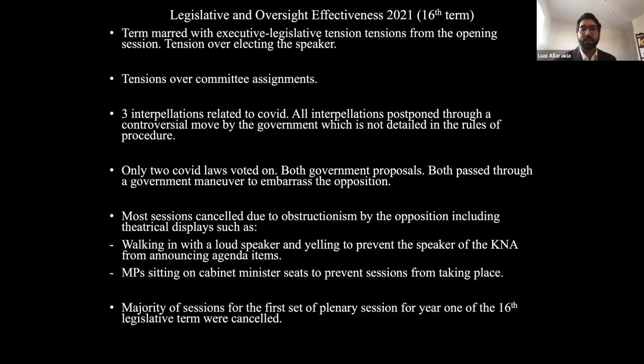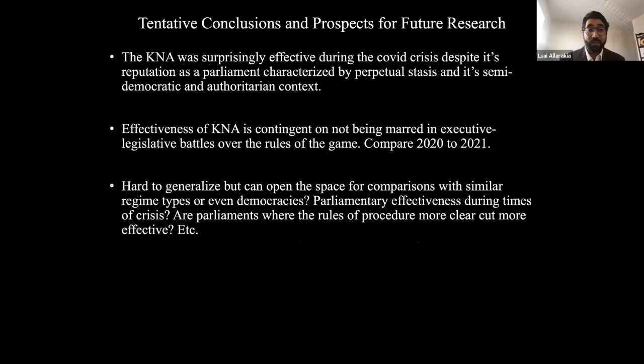So this was a very ineffective beginning to the 16th term. And in comparison to 2020, it was fairly ineffective. Not fairly ineffective, it was completely ineffective.